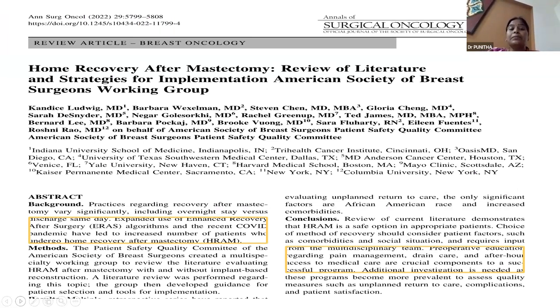So what is this home recovery after mastectomy? The American Society of Breast Surgeons Working Group has come up with this newer concept where the expanded use of enhanced recovery after surgery and the recent COVID pandemic has led to an increased number of patients who undergo home recovery after mastectomy. And they have found after reviewing the literature that HRAM is a safe option in appropriate patients. So preoperative education regarding pain management, drain care, and aftercare access to medical care are the crucial components for successfully implementing this home recovery after mastectomy. Next slide.